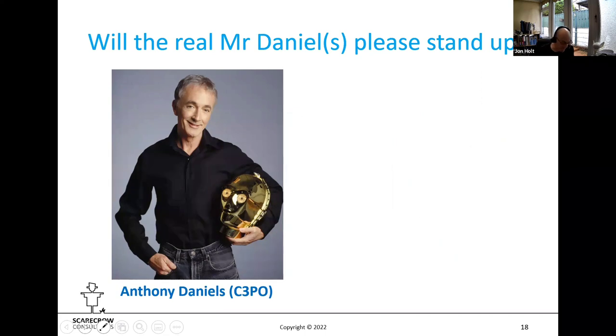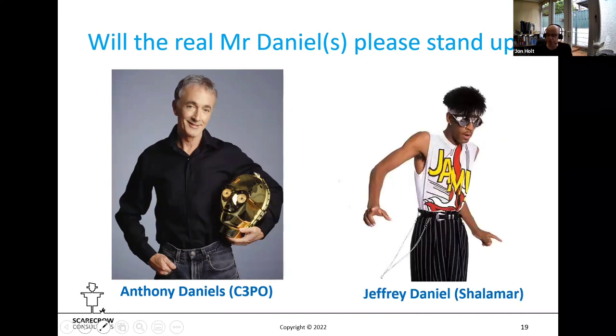The lead singer of Shalimar is called Jeffrey Daniel. He's not even got the same surname. He is a short American black singer. You can't get two people that look more different than Anthony Daniels and Jeffrey Daniel. But the trouble is, I believe this because I read it. And it comes back to haunt me to this very day. People still remember it. And every time Shalimar comes on the radio, I get emails, I get LinkedIn messages.